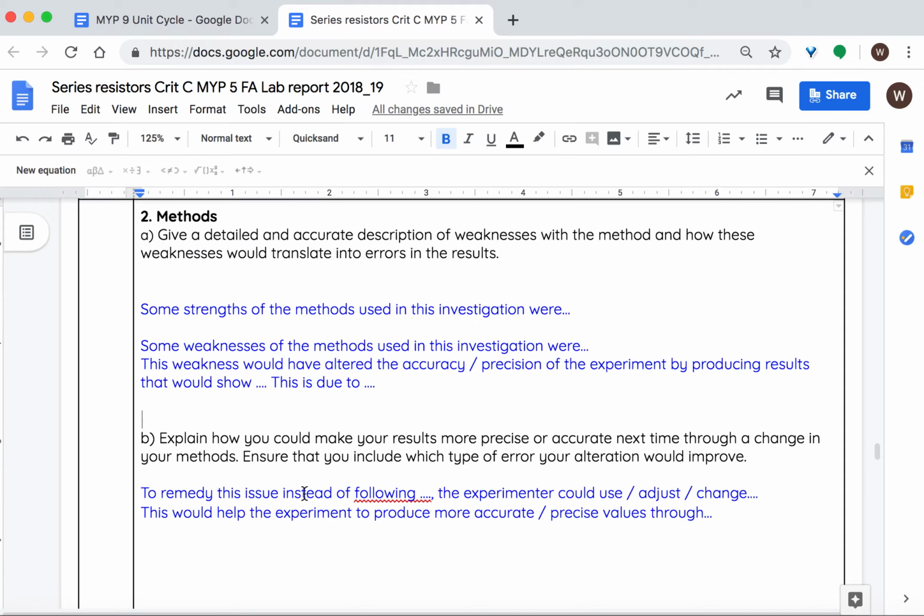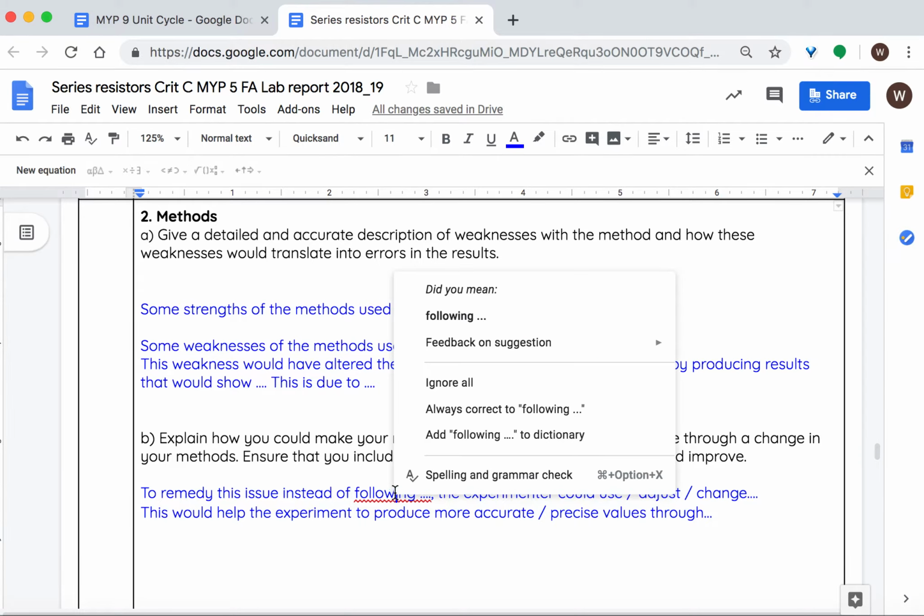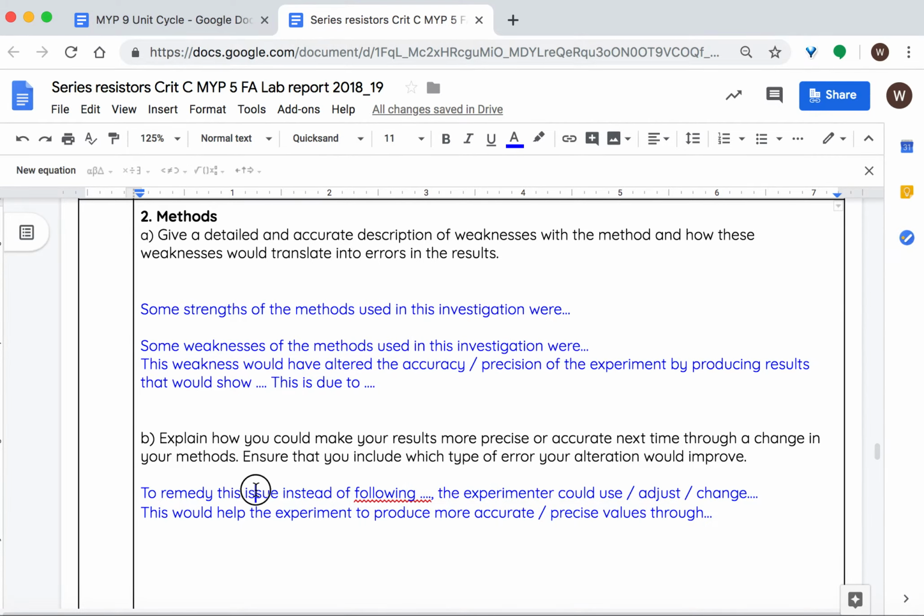B, explain how you could make your results more precise or accurate next time through a change in your methods. So what you want to do is talk about how you could fix this. Now, we aren't expecting you to go back and redo the lab, but if someone were to do this lab again, what are some suggestions you'd give to them to help them get better data?